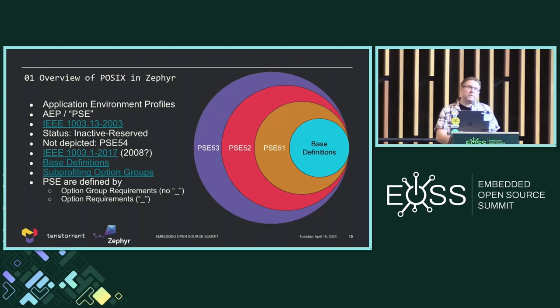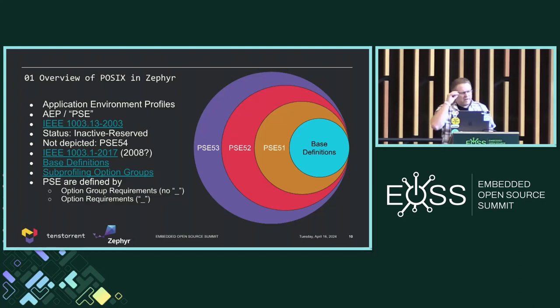There has been a little bit of a change since the early days when this terminology was introduced. So originally, they were called AEPs. Which somehow gets translated to PSE. It could potentially be like a multilingual thing. I didn't find an actual definition for that acronym, but that was way back in 2003. I think it could have been 2008 where they switched over to sub-profiling option groups. So that's instead of this application environment profile.